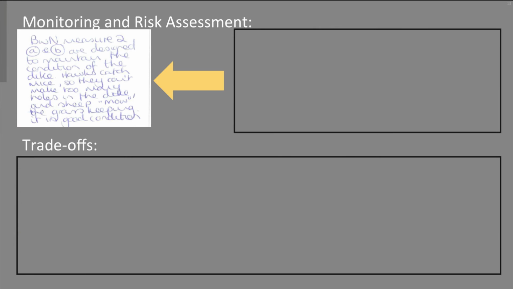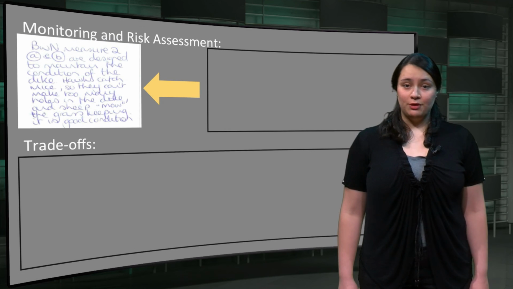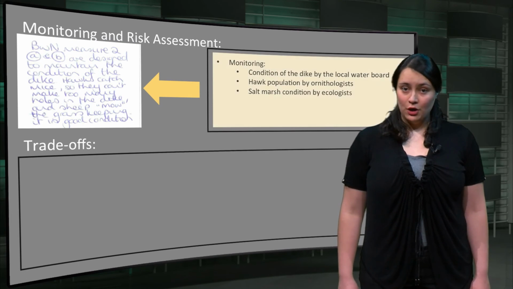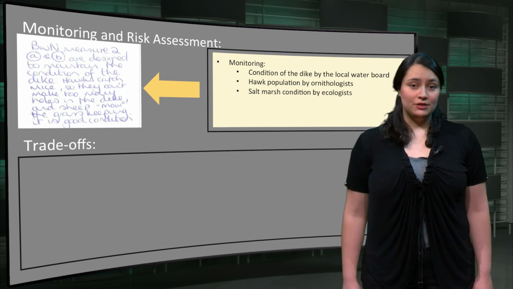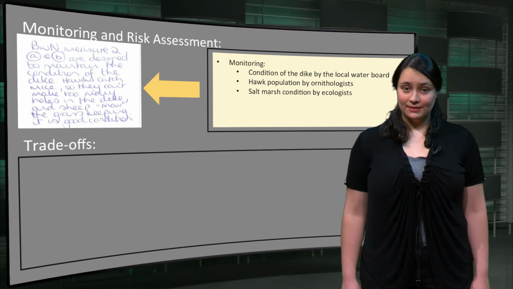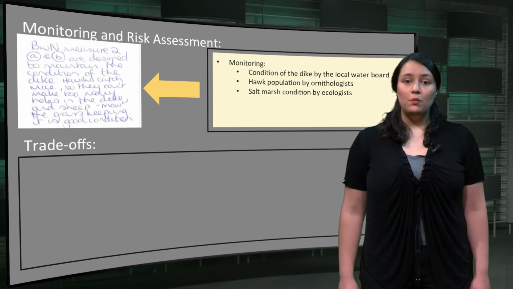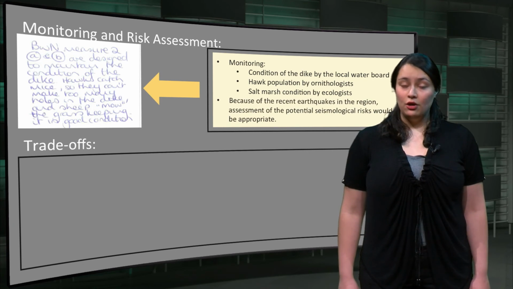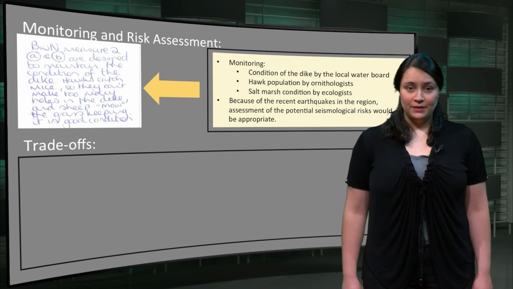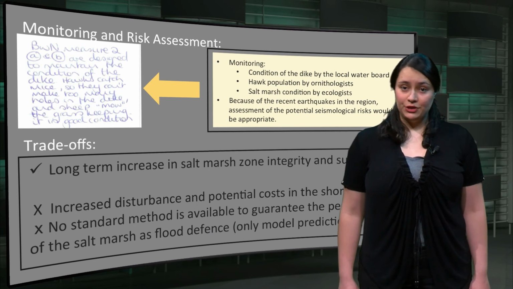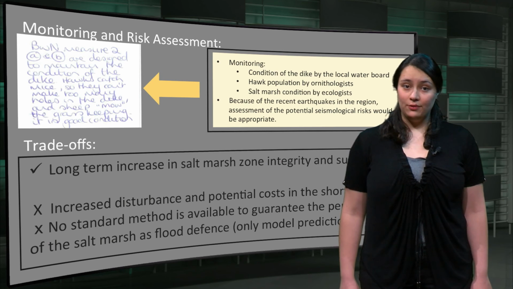In the example, 2 building with nature solutions were provided. However, no monitoring or risk assessment was considered. In this case, the design should include monitoring of the condition of the dike, of the hog population, and of the salt marsh. In addition, because of recent earthquakes in the region, it should also include a seismological risk assessment.